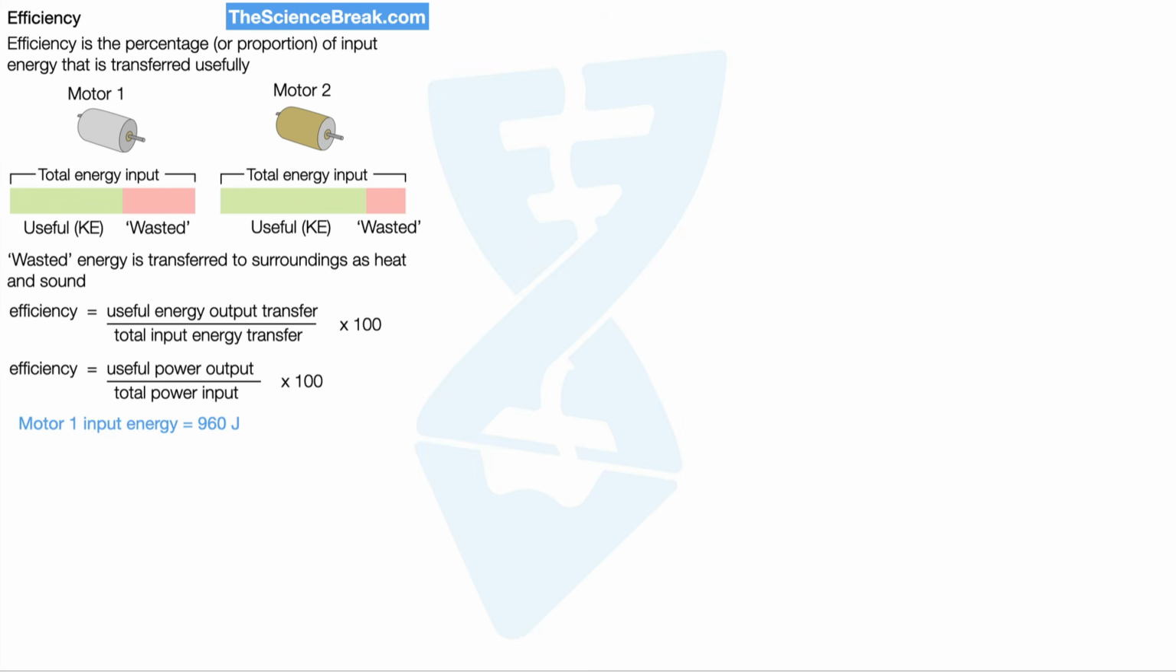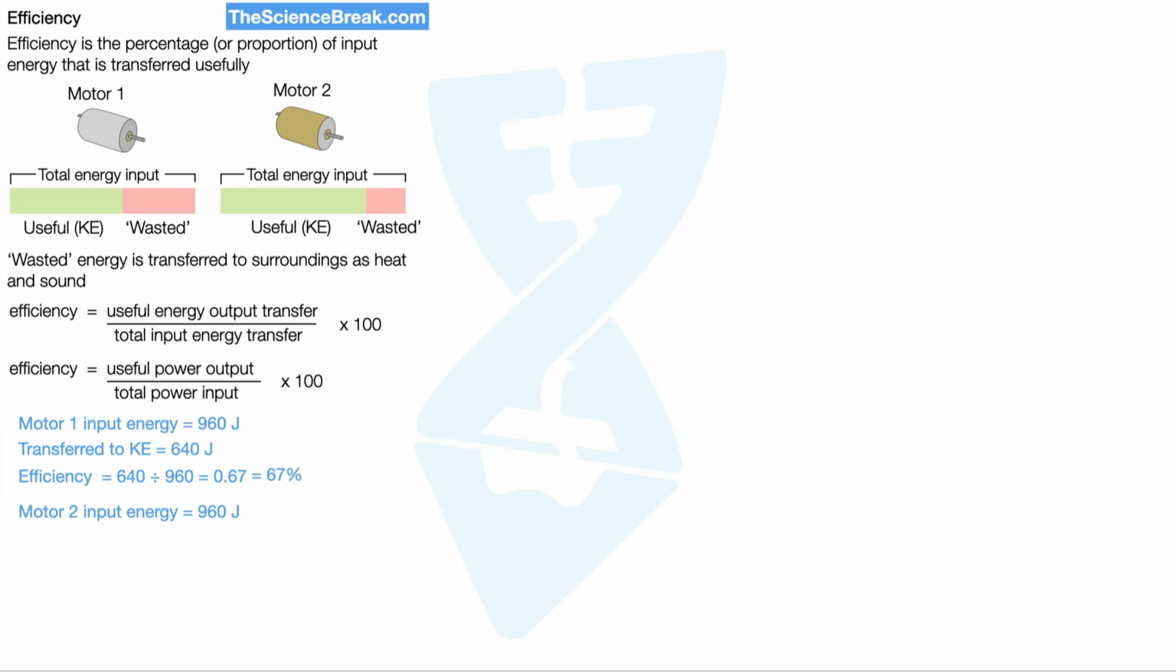So motor 1 input energy, let's look at some sample data. Let's say we have 960 joules of input energy, transferred to kinetic is 640, so the efficiency is 640 divided by 960, which is 0.67, times by 100 gives us 67%.